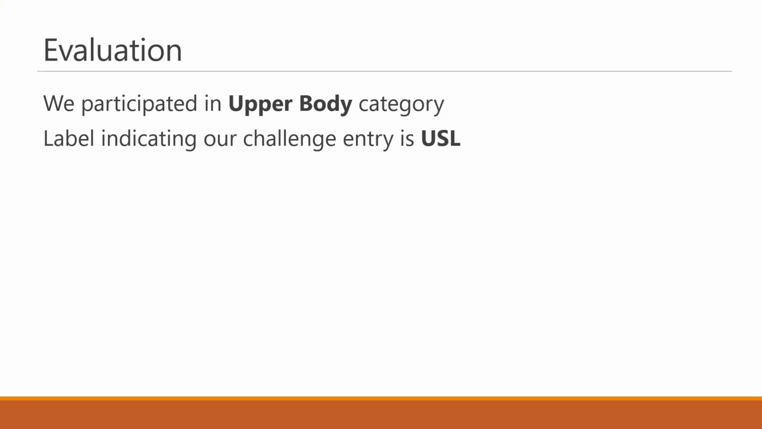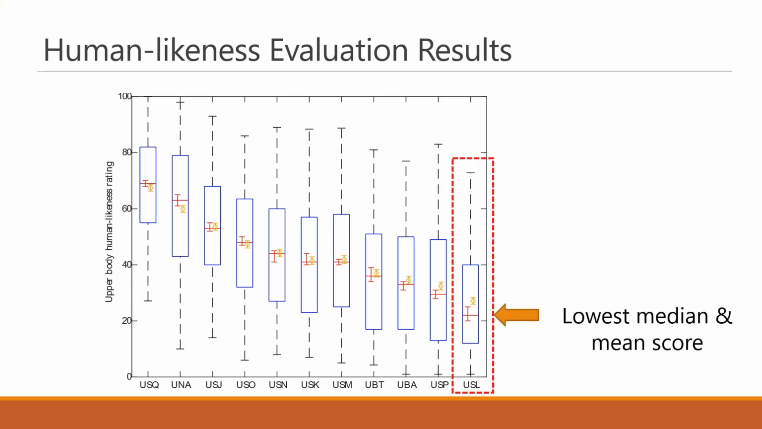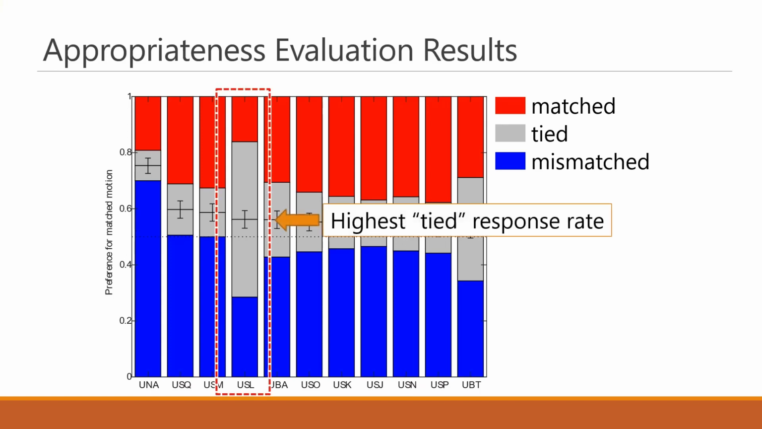For crowdsourced subjective evaluation, we participated in the upper body category. The label indicating our challenge entry is USL. Here are the human likeness evaluation results. Our entry attained the lowest median score among the participating systems. And here are the appropriateness evaluation results. Our entry USL attained the largest gray bar, meaning highest tie response rate among all the entries.